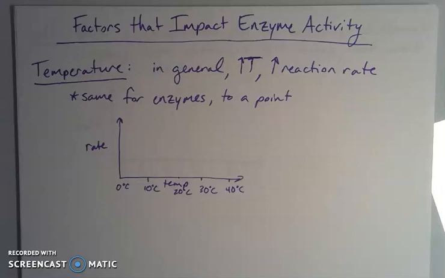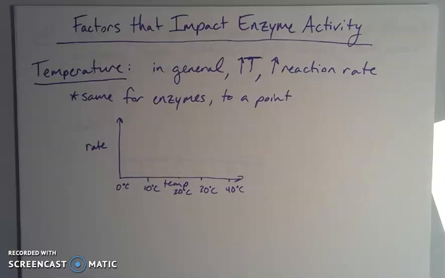I want to talk a little bit about factors that impact how well enzymes do their business. So we talk about activity and how well an enzyme performs. We have this idea that there's a certain number of molecules the enzyme can act on, and there are certain conditions that will allow for that to happen at a faster rate. So let's talk a little bit about chemical kinetics.